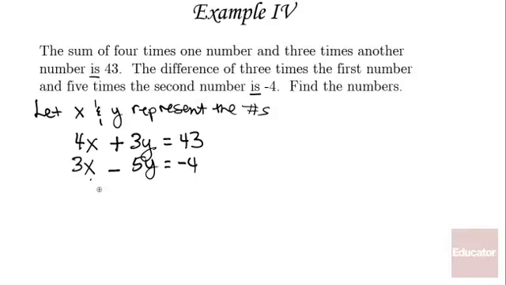Looking at this, I can't just add or subtract, because if I add 4x and 3x, the x will not drop out. If I subtract it, it won't drop out. Same with 3y and 5y. Substitution isn't going to be that easy either, because then I'm going to have to solve for x or y and then substitute it in, and that could be messy. What I need to do is use multiplication.